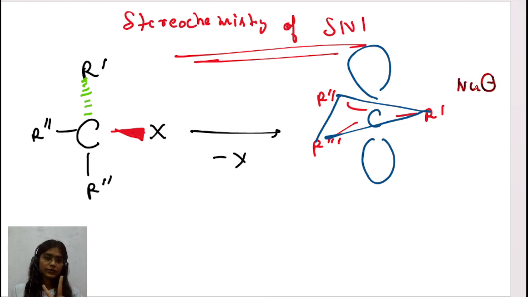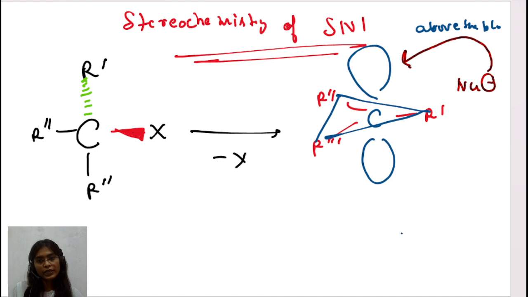There are two chances. It's a plane, so maybe the nucleophile attacks above the plane, or maybe the nucleophile attacks below the plane. Let's suppose the nucleophile is attacking above the plane. Then the nucleophile is connected like this, above the plane, and let's write all the other groups: R dash, R double dash, and R triple dash.